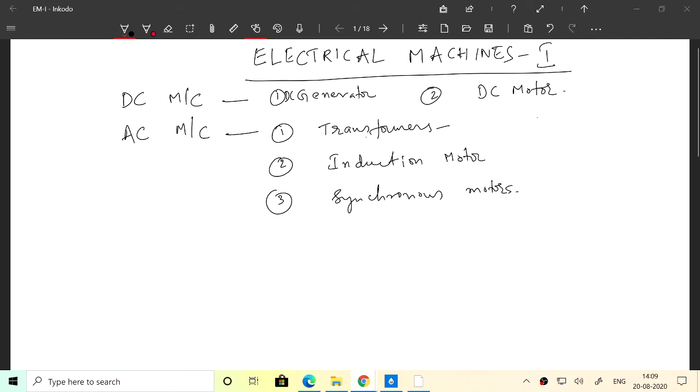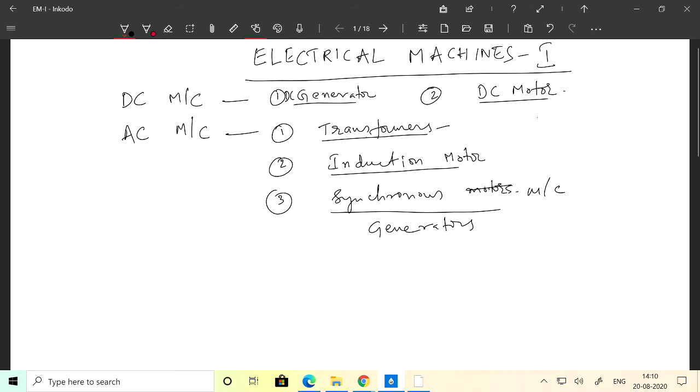Okay. So what I am telling is, altogether you are going to study DC machines and AC machines. In DC machines you are going to study DC generators and DC motors, and in AC machines transformers, induction motors and synchronous machines. In this again you will be having generators, synchronous generators and motors, synchronous motors. Okay, so these are the main elements of electrical machines.